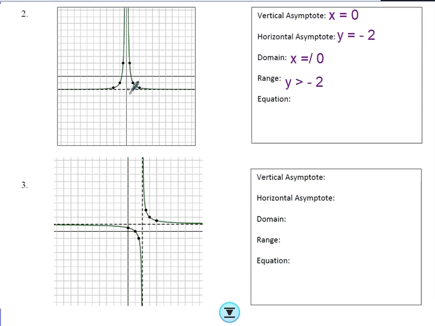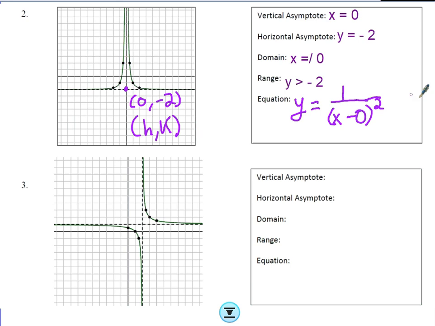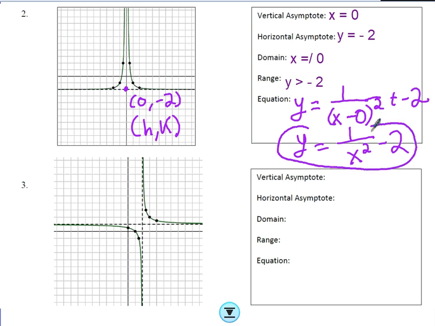So keep that in mind for transformations of 1 over x squared. For the equation, we want to find the point where the asymptotes intersect. That's right here at this point, (0, -2). That's going to be our h, k. So the equation is y equals 1 over, and since this is the 1 over x squared parent function, there's going to be a squared here: x minus 0, squared, plus -2. When I simplify, I get y equals 1 over x squared, minus 2. And that is my new equation here.